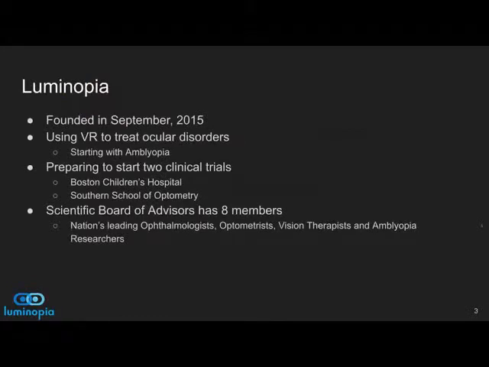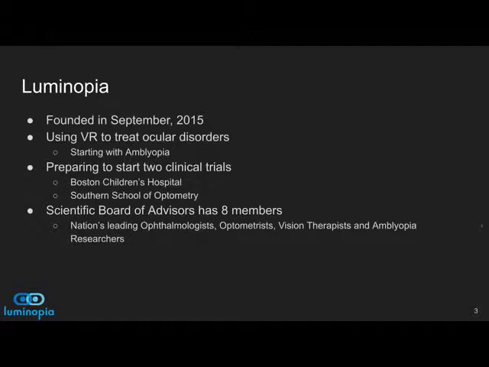So some background on Luminopia, because it's directly applicable to this, and I'll be using it as a case study for much of my talk. It was founded just last September in 2015. Our goal at Luminopia is to use virtual reality to treat ocular disorders, eye disorders, and we'll be beginning with amblyopia, which is colloquially known as lazy eye.